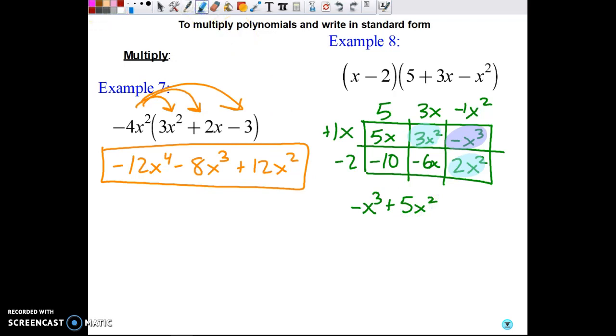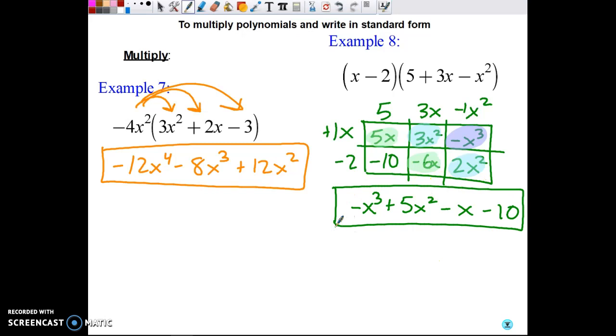Now I'm going to look for the next highest power, x to the 1st. 5x minus 6x is negative 1x, so I have negative x. And finally, the very last item of the box is negative 10, has no other like terms. And there you have it. I've multiplied a binomial times a trinomial.